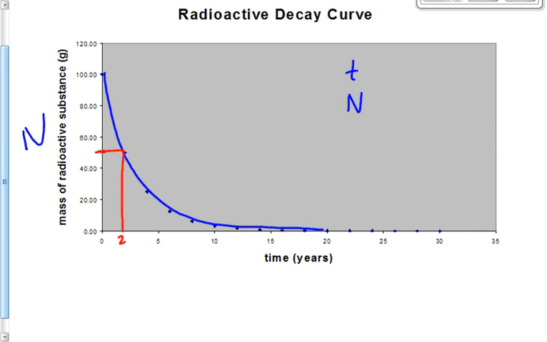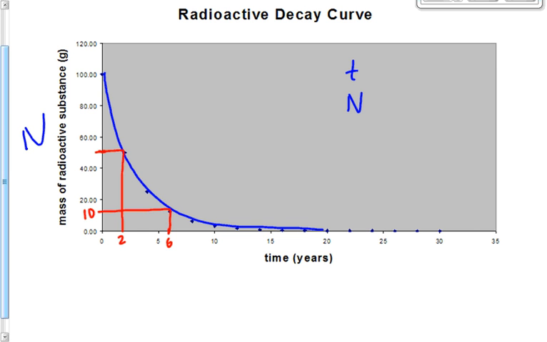How much remains after 6 years? Let's go up. Here's 6 years. Let's go up and over. How much remains after 6 years? About 10 grams. So it's either over and down or it's up and over. Nothing else. Does that make sense?